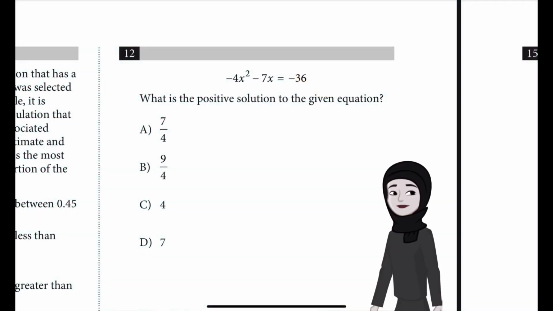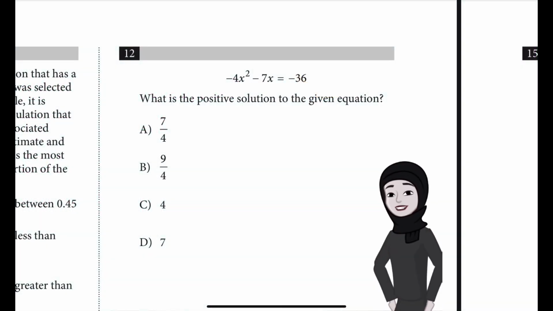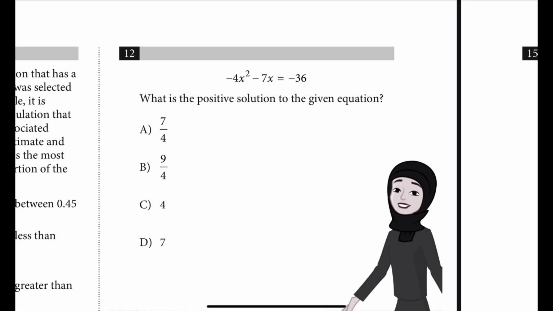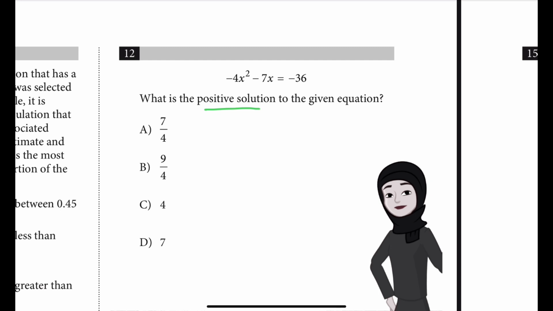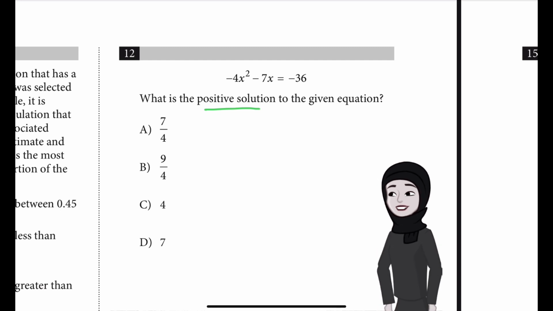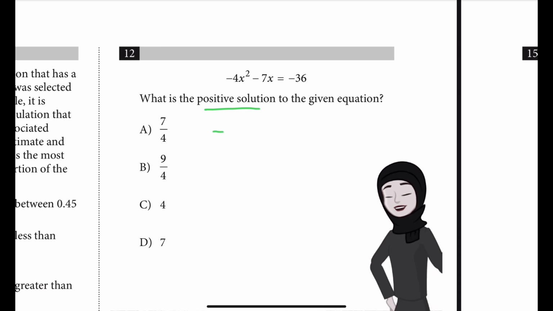Now let us start off with question number 12. Minus 4x square minus 7x is equal to minus 36. What is the positive solution to the given equation? So what we can do here is we can first add 4x square and 7x to each side of the equation so that we can get rid of the negative values.